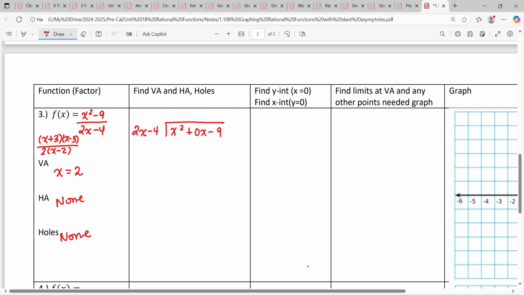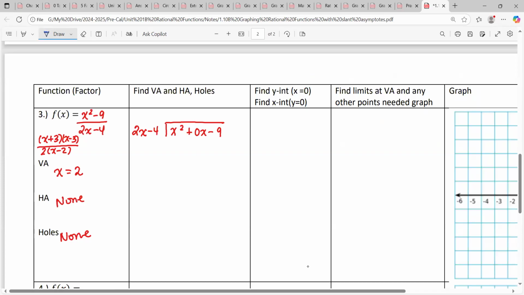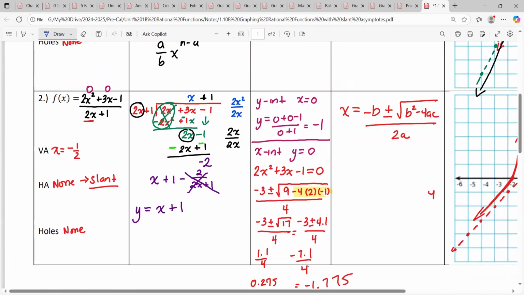I want to see, can you guys get the first one? Last period got stuck on getting the first one. What do I put on top there? How did I get that first term up there? What did I take? 2x squared, I took the inside and divided by what I'm dividing by, right? This last one, how did I get this x? I took this and divided by that, correct?